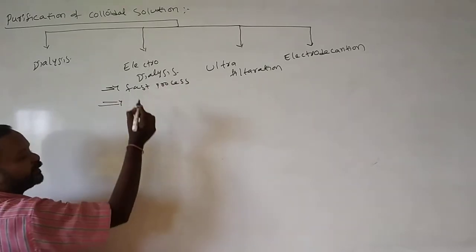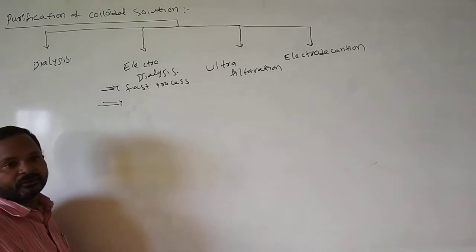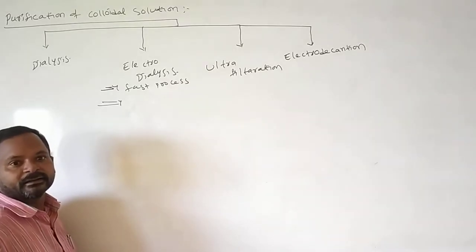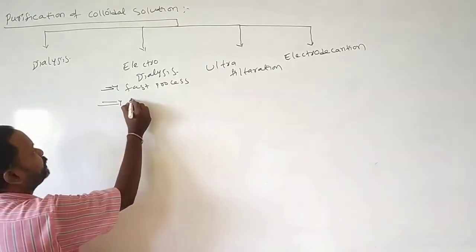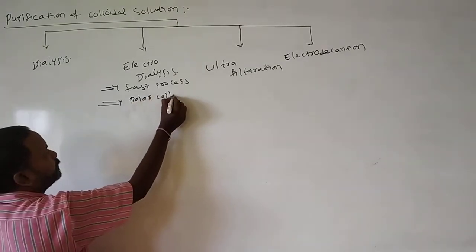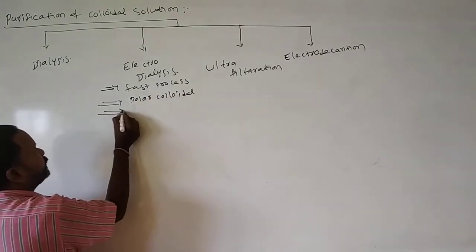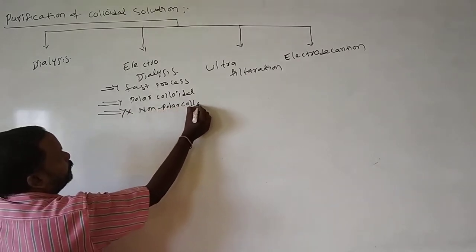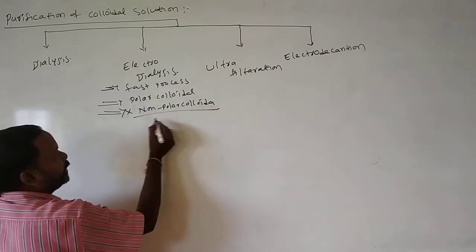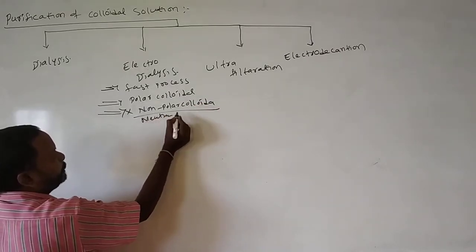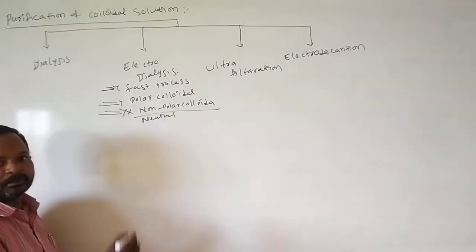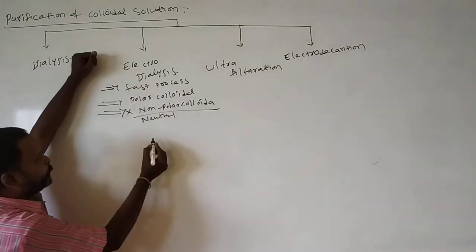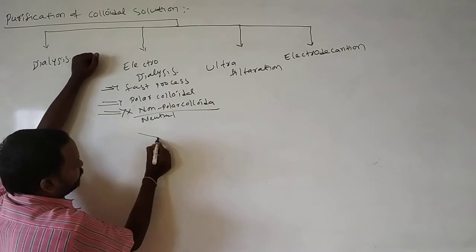And this process is used only for ionic colloidal solutions. Ionic colloidal solution means only polar colloidal solutions. It is not used for non-polar colloidal solutions or neutral colloidal solutions. Not suitable for neutral colloidal solutions. Here also the same process, but a little bit different.